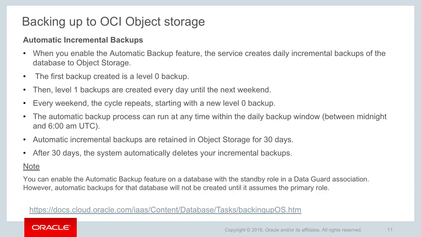When you enable the automatic backup feature, the service creates daily incremental backups of the database to object storage. The first backup created is a level 0 backup, which is basically a full backup, and then level 1 backups are created every day until the next weekend, and these level 1 backups are basically incremental backups. And every weekend the cycle repeats, starting with a new level 0 backup. Note that the automatic backup process can run at any time within the daily backup window, which is between midnight and 6 a.m. UTC.